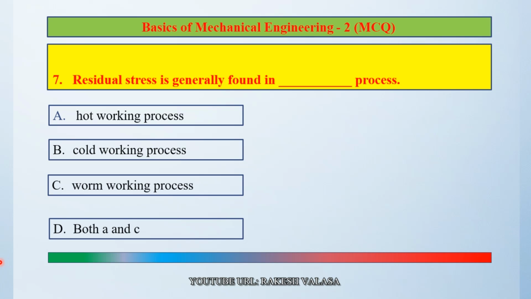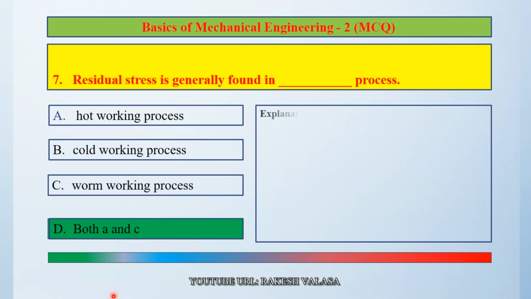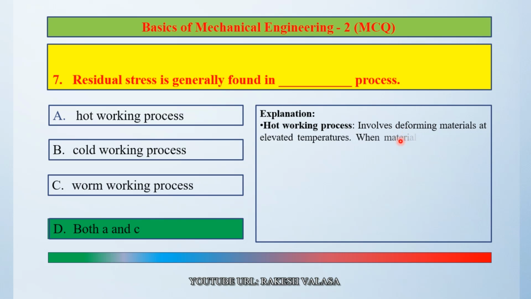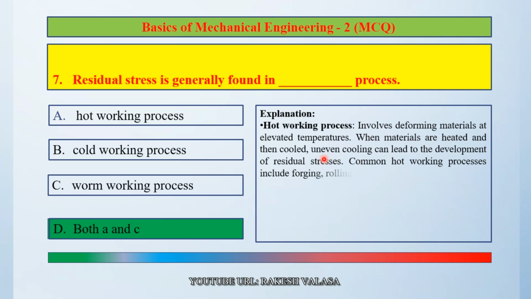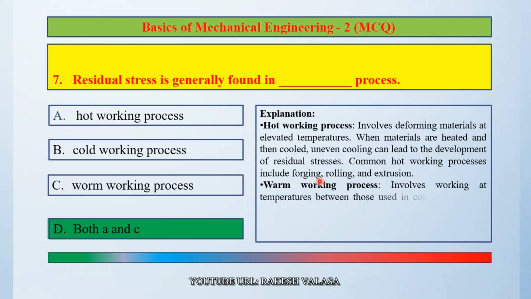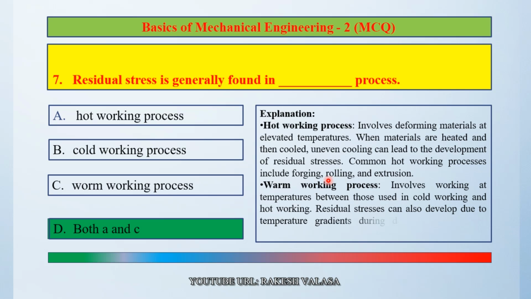The correct answer is option D, both A and C. Let us see the explanation. Hot working process involves deforming materials at elevated temperatures. When materials are heated and then cooled, uneven cooling can lead to the development of residual stresses. Common hot working processes include forging, rolling, and extrusion.